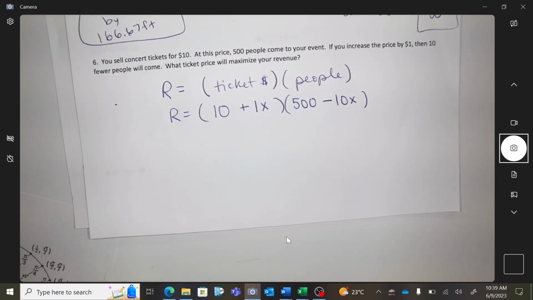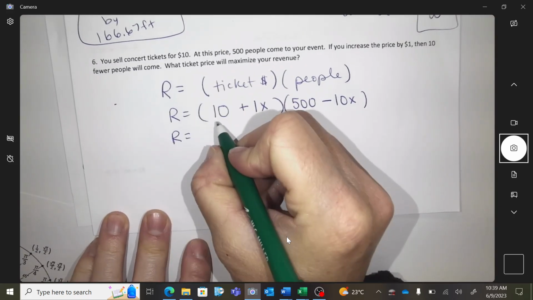Okay, same strategy as last question. So what are you going to do? FOIL, negative b over 2a. Okay, let's see if you can get there on your own. Go ahead.